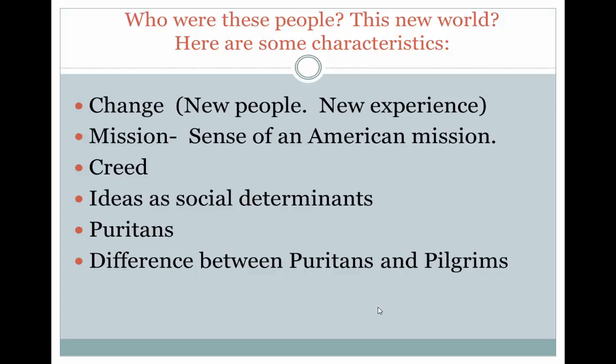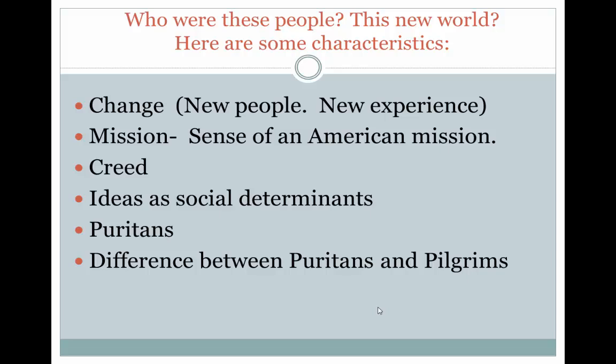So here's some characteristics of these people that came to New England. They're all about change. It's a new people in a new land looking for a new kind of life, a new kind of religious experience. There's a sense of mission. They're going to purify their religion and show the world how to be creatures of God. And that has carried through our entire American experience, this sense of a mission, that America is going to be this beacon of light, a shining city on a hill to the rest of the world.